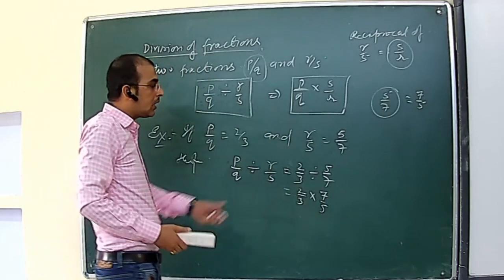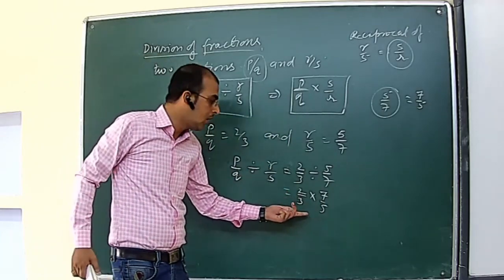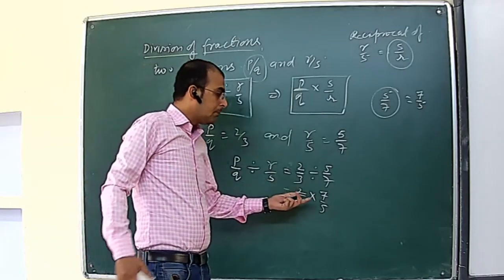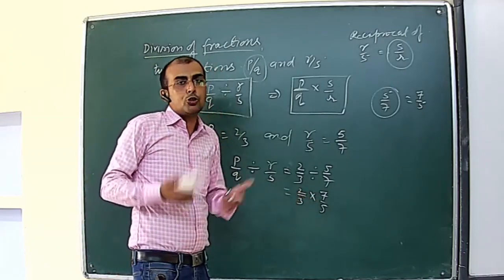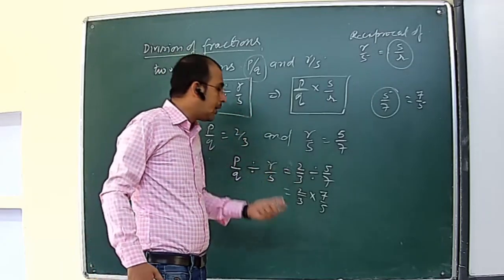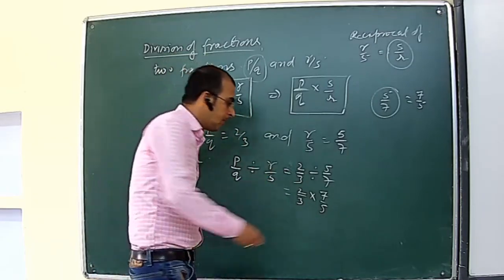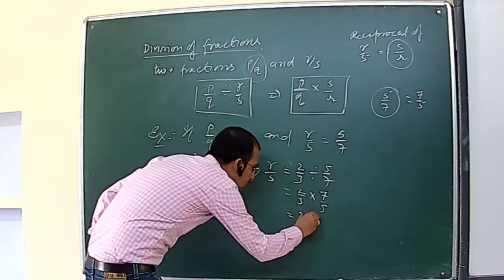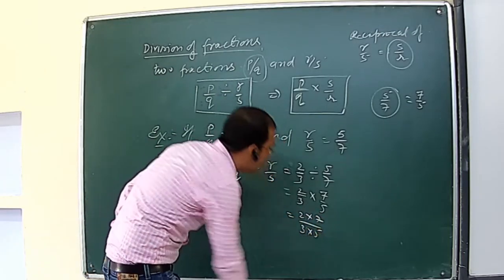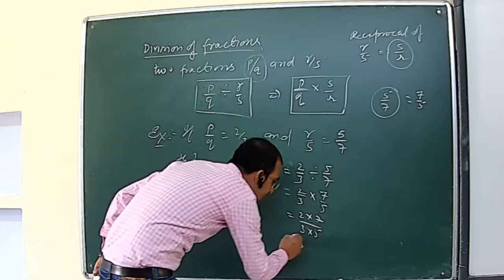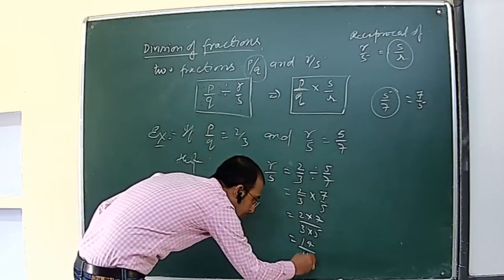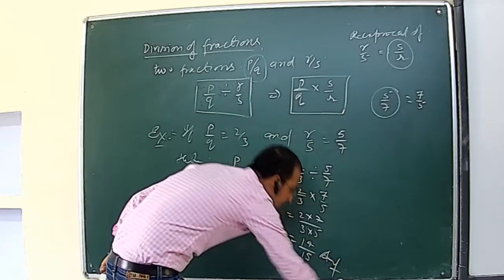You know that in the last class I discussed the multiplication of two fractions. The multiplication of two fractions equals the product of the numerators divided by the product of the denominators. So you can write 2 into 7 divided by 3 into 5. 2 into 7 is 14 and 3 into 5 is 15. This is your answer. Is it clear?